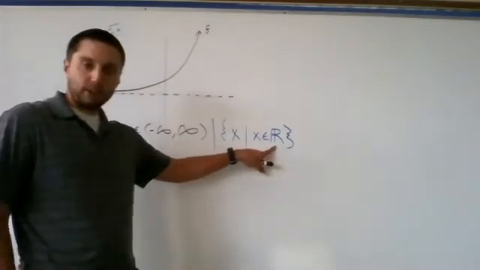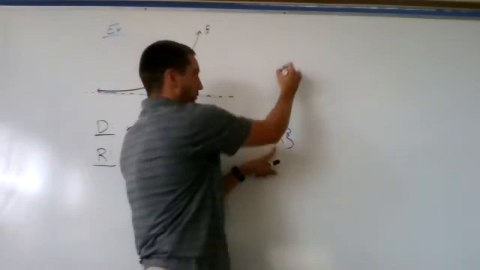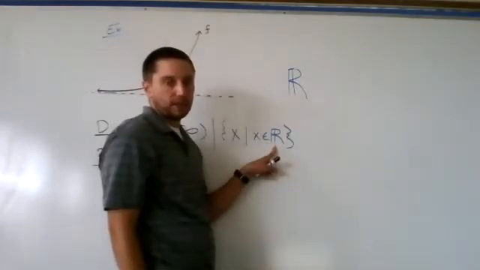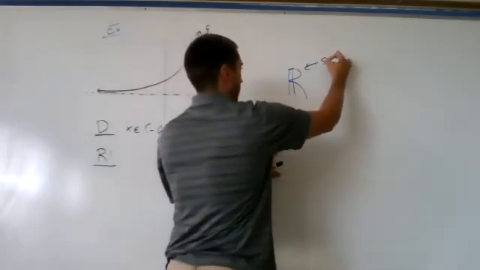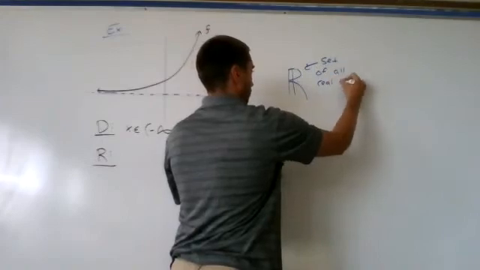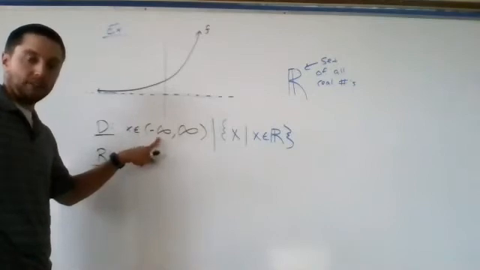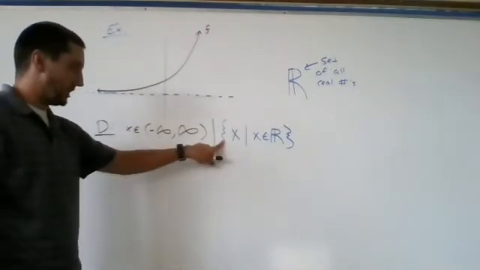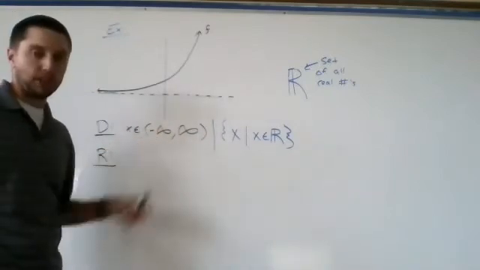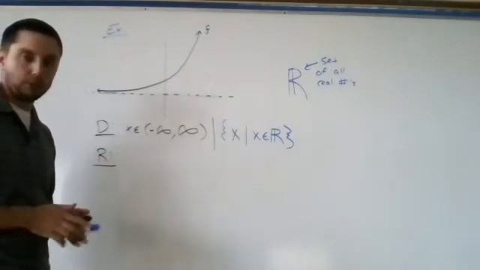So if you've never seen this symbol, it's an R, and then we just throw an extra line through it, basically. And this means the set of all real numbers. Okay? Which is the same as saying negative infinity to infinity, but when you use set notation, we'll use all real numbers. If we use interval notation, we'll use negative infinity to infinity. All right? Again, I don't care which one you use as long as you can read both.